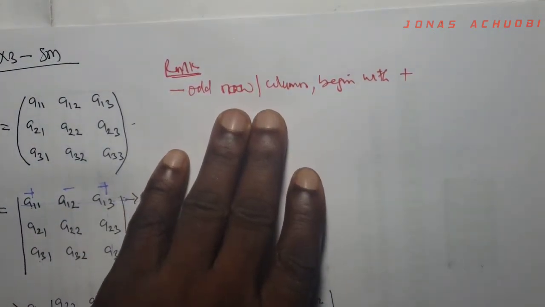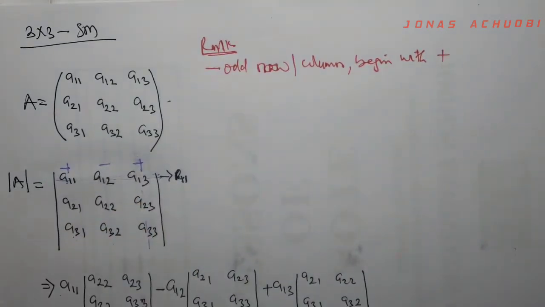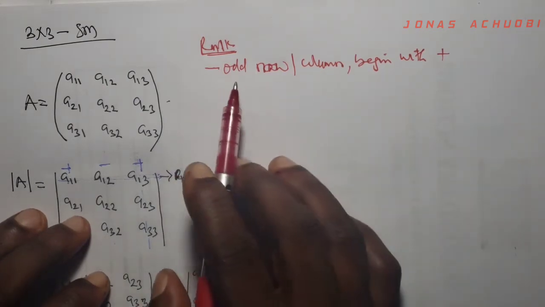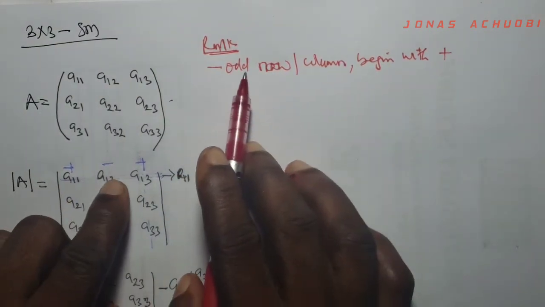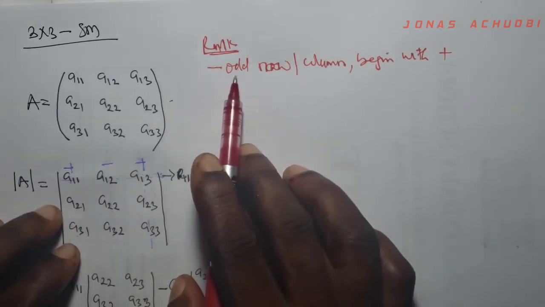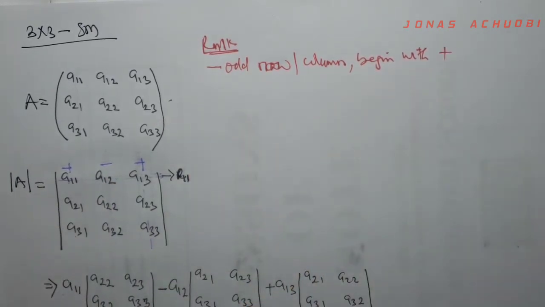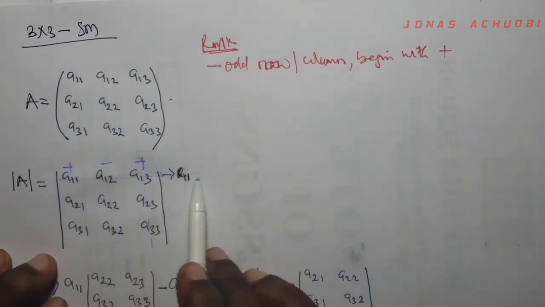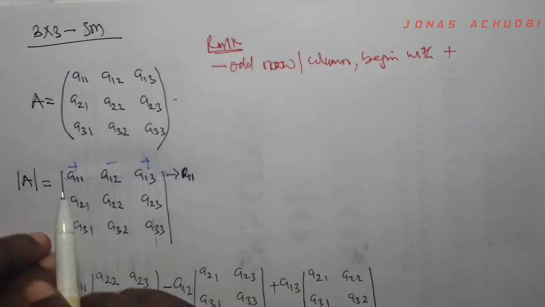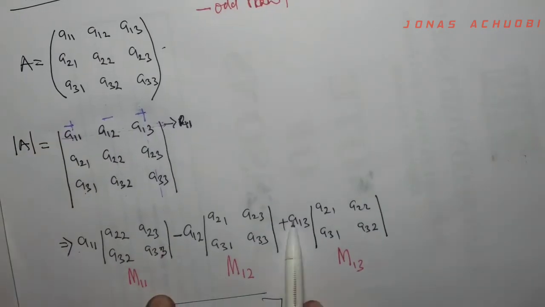Now this holds true no matter how large the matrix is, for 4 by 4 matrices, 5 by 5, 6 by 6, whatever it is. So if the row or column you're using is odd, you begin with plus. Row 1 is an odd row, so it begins with plus. So that will be plus, minus, plus, the signs that follow here.